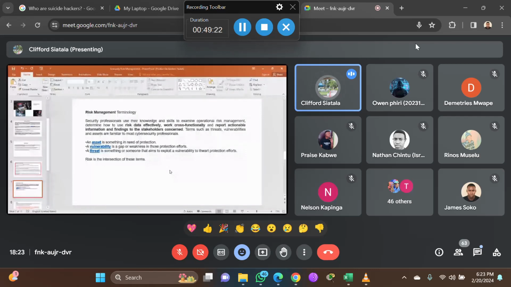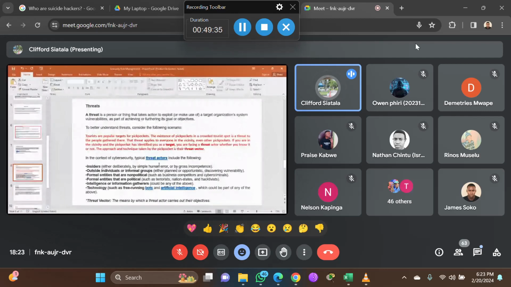Compromise assets. A threat is a person or thing that takes action to exploit or make use of an organization's system vulnerabilities as part of achieving or furthering its goal objectives. So threat actors can include the following.